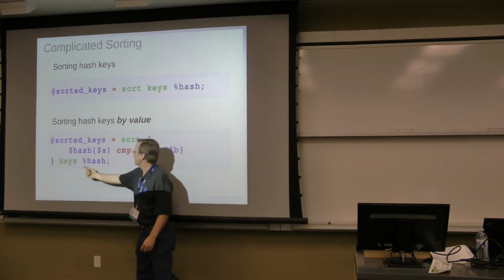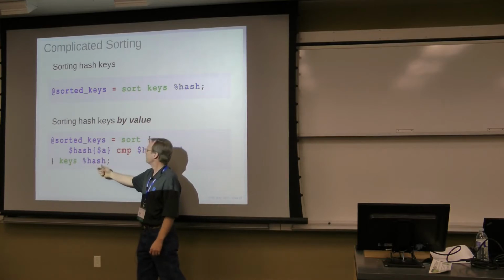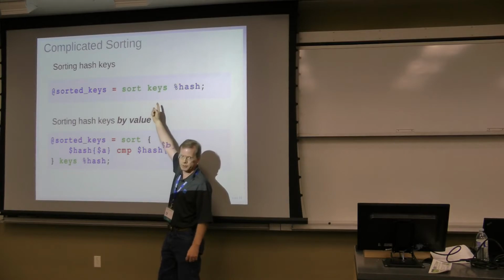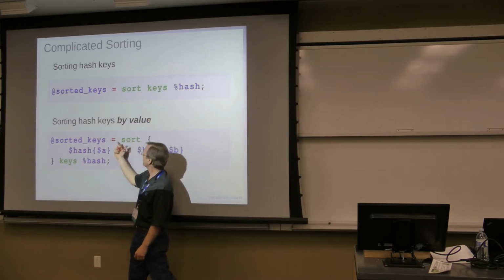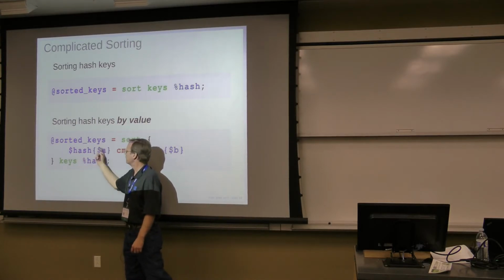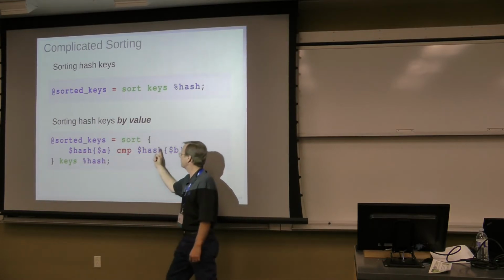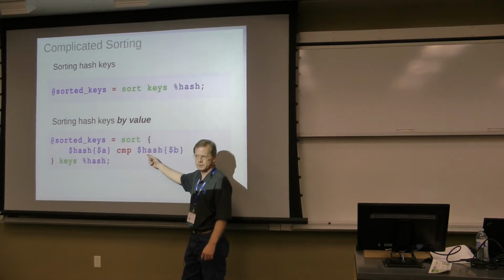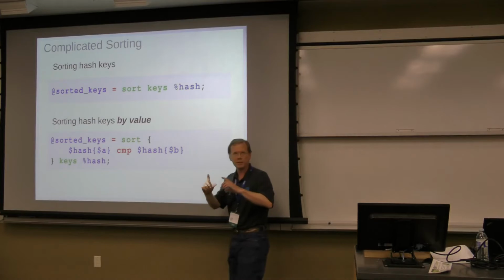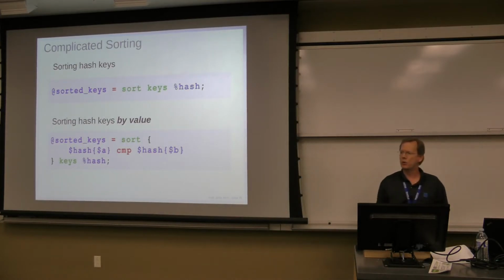So in here, we have the keys we get from the hash, just like we get the keys from the hash here. But the keys will be just the keys there. We want to sort here by the value. So we get to the value associated with A, compare it with the value associated with B, and then these sorted keys will be in hash. They will be in the value order, not in the key order.